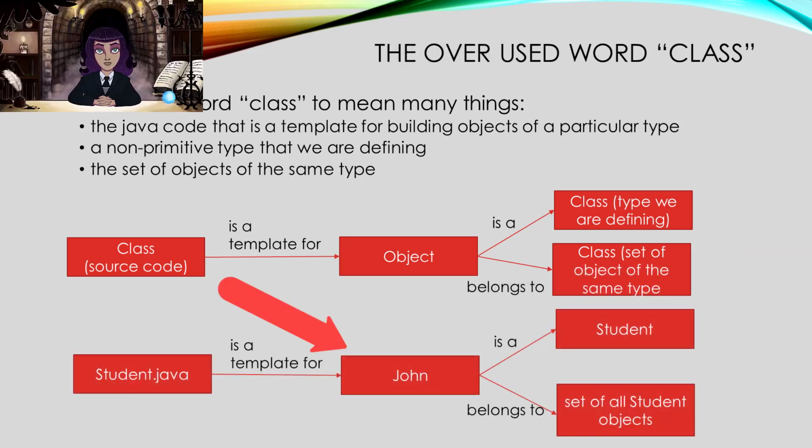Here's an example to clarify. An object is a specific thing, a student named John. There is a Student.java file that is a template for student objects that specifies what that object needs to know, like the fact that his name is John, and what it can do, like calculate his GPA. That object's class is a non-primitive type, Student, that we defined, and that means that John belongs to the class that is the set of things that are students.